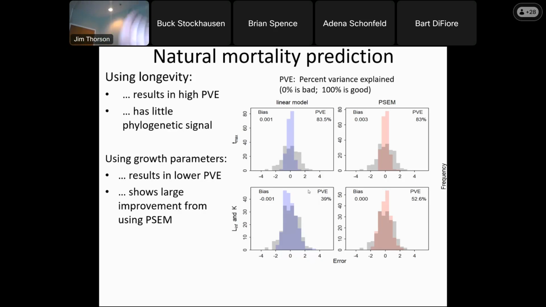So if you have longevity information, you don't need to do anything fancy. There's not any phylogenetic signal in the residuals, and you do as well with the linear model as with the fancier thing. But if you don't have longevity and you're using growth information, the linear model explains 39% of the variance. The PSEM explains 52. It gets about 40% more statistical efficiency. So clearly there are some evolutionarily conserved residuals that the model can condition on to improve prediction from growth parameters.